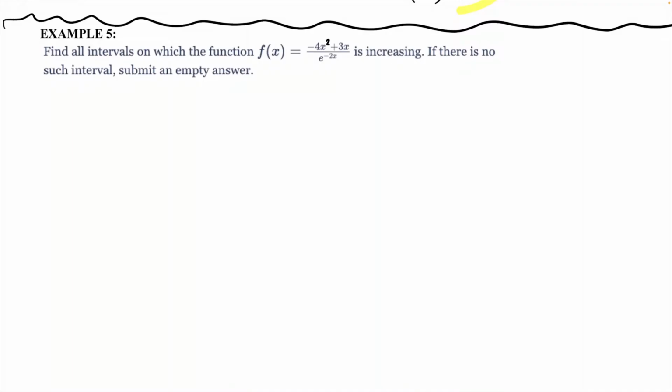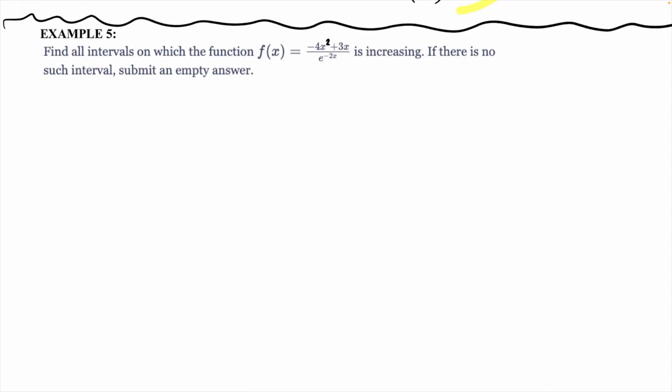Second derivative is for concave up, concave down, inflection points. First derivative test is for increasing, decreasing function. Where is it increasing? Where is it decreasing? And relative maximums and relative minimums. Okay, that's the difference between them.